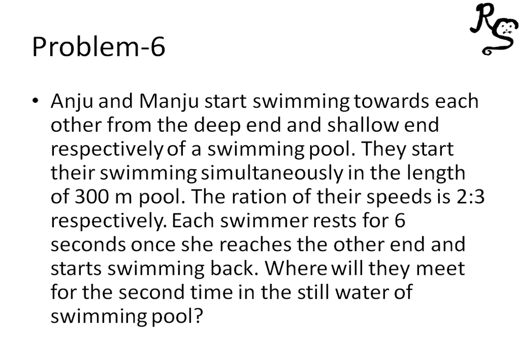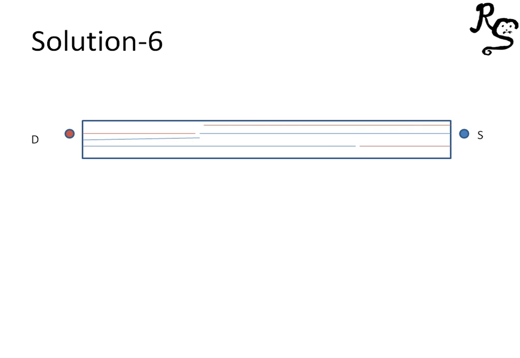Now another question. Anju and Manju start swimming towards each other from the deep end and shallow end respectively of a swimming pool. They start swimming simultaneously in a 300-meter-long pool. The ratio of their speeds is 2:3 respectively. Each swimmer rests for 6 seconds once she reaches the other end and starts swimming back. Where will they meet for the second time in the still water of the swimming pool?